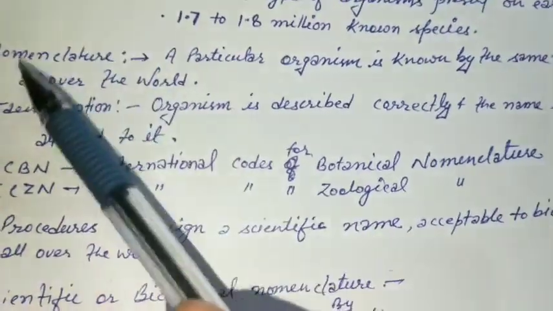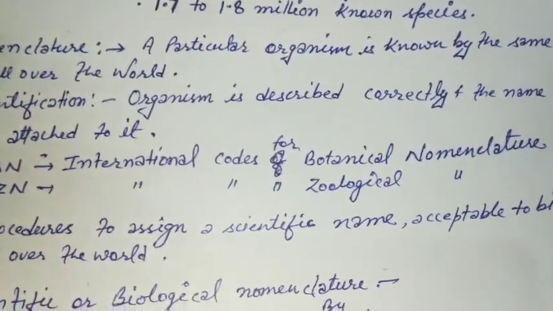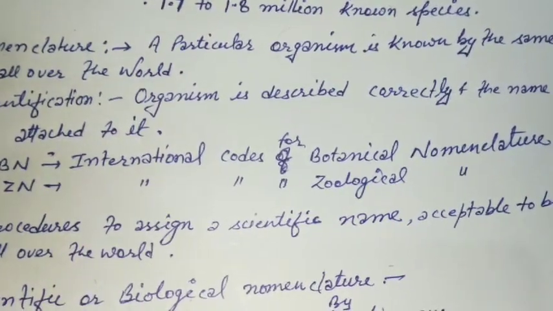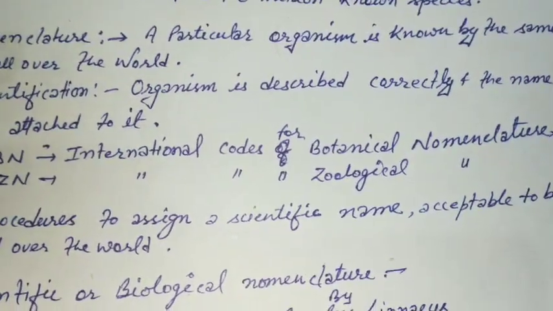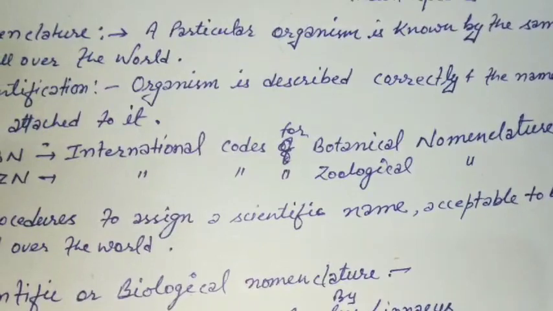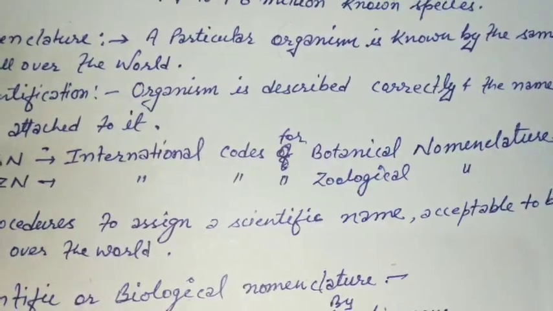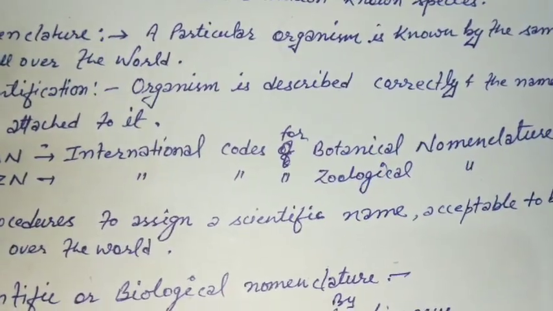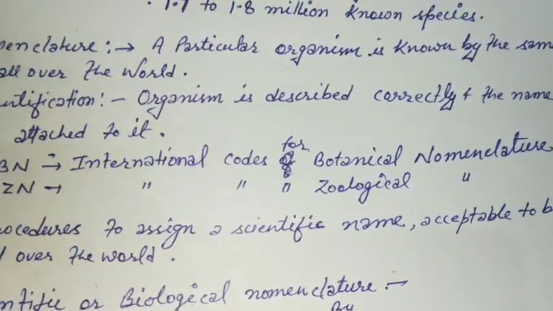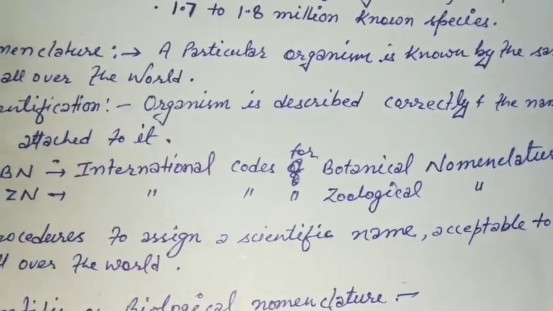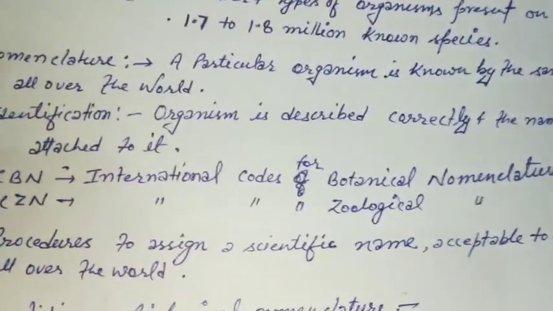The second topic is nomenclature. As we know, we know all the plants and all the animals of our area by a common local name, and the local name changes from area to area. So there is a need for a specific name which is used all over the world, and this one is a single name. So nomenclature is that a particular organism is known by the same name all over the world.